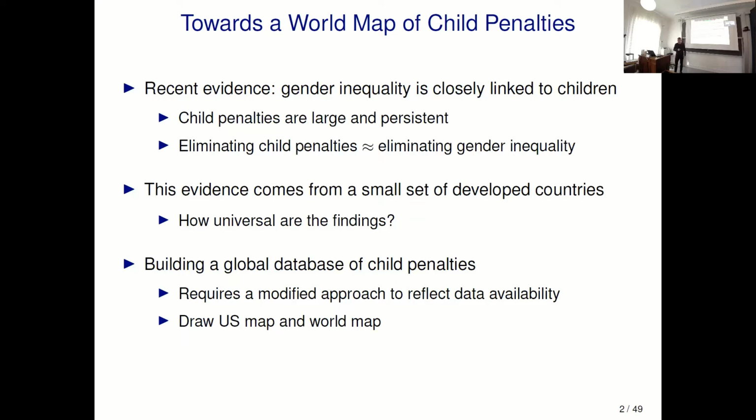Now, you don't have the kind of data we have in Denmark or Austria or other countries where we've done this in most countries in the world. So it requires a modified approach that takes into account the data that's available. It's not going to be quite as perfect as some of the things we've done for other countries. So the idea here is to provide not perfect answers, but pretty good answers to some things we're interested in. I'm going to develop this approach in the context of the US, draw a US map, and then I'm going to build it out to the rest of the world.